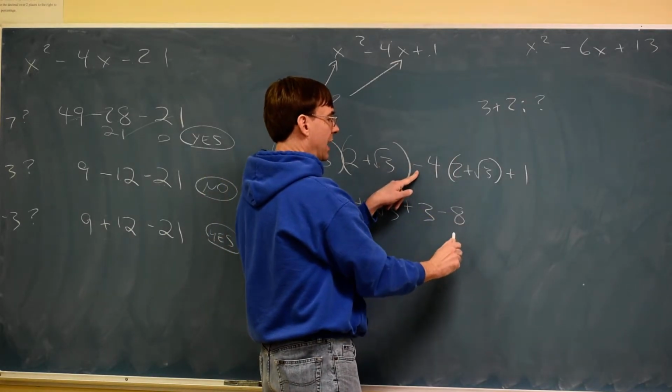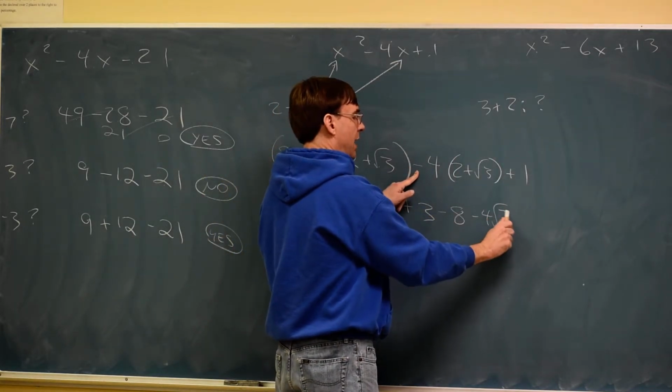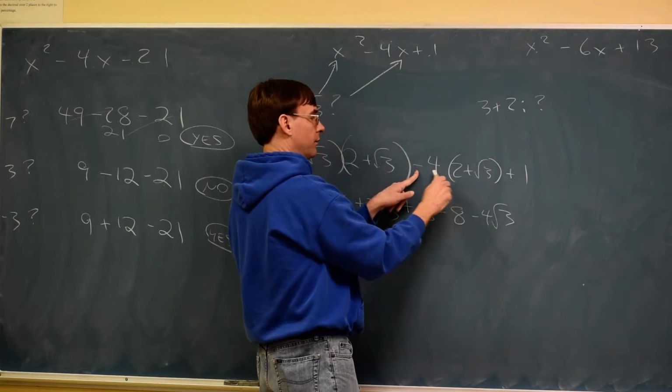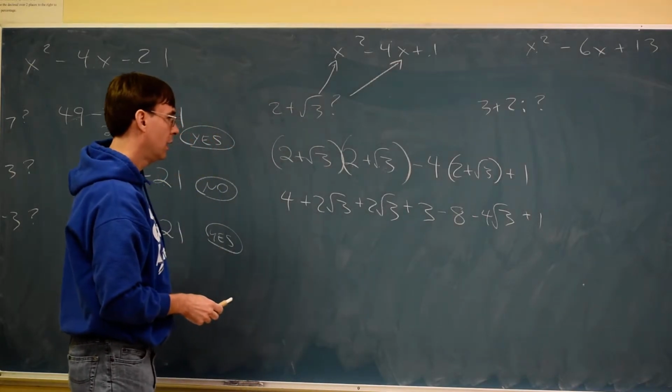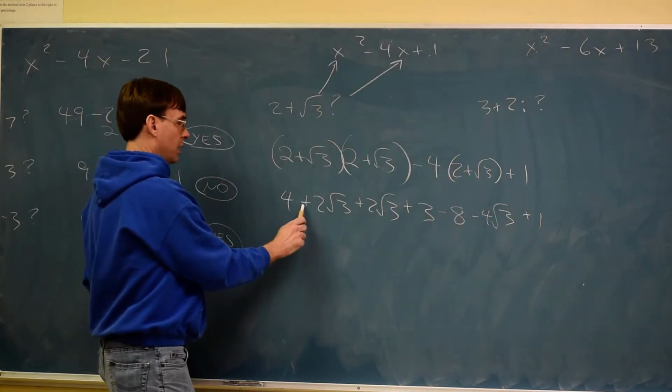Distribute here. There's a negative 8. There's a minus 4 root 3, if we distribute. And there's a plus 1 around. And then try to clean some stuff up.